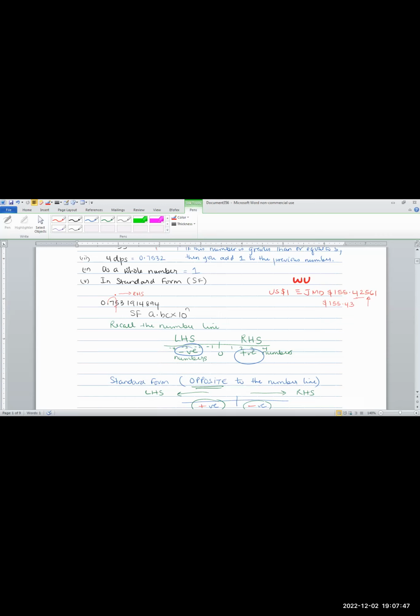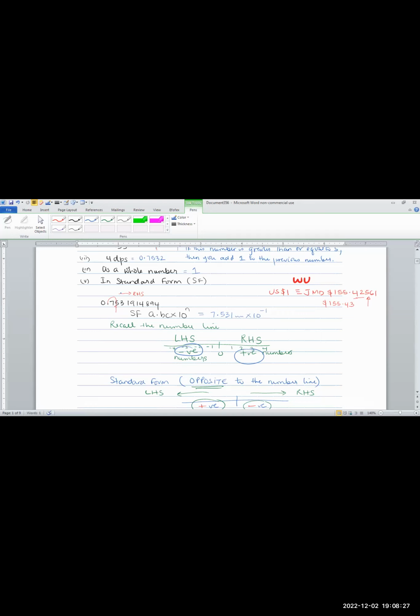So because I had to move in the direction going to the right, it means that my value is going to be negative. So what I'm saying to you now is in standard form for this number, it's going to be 7.531, and you can choose to write the other decimal places times 10 to the negative 1.